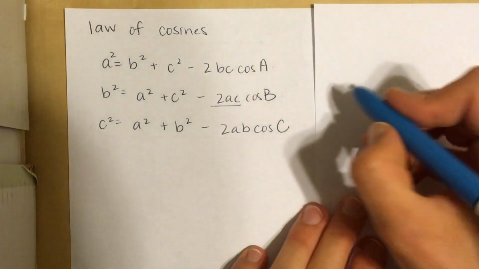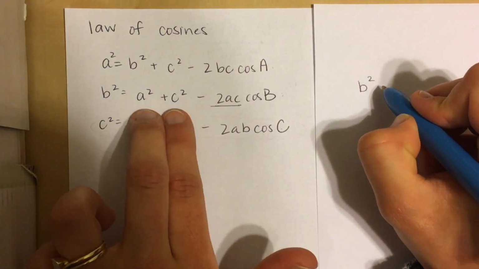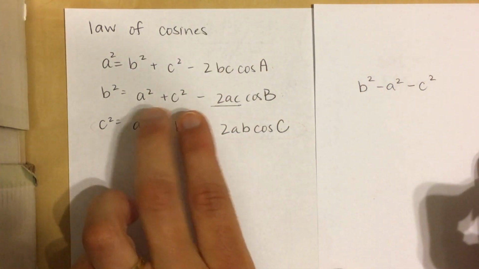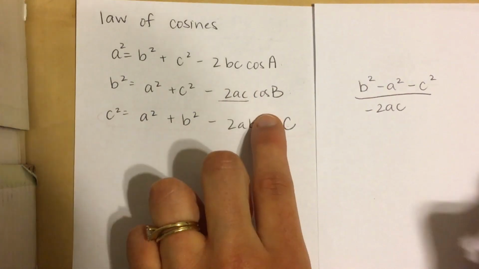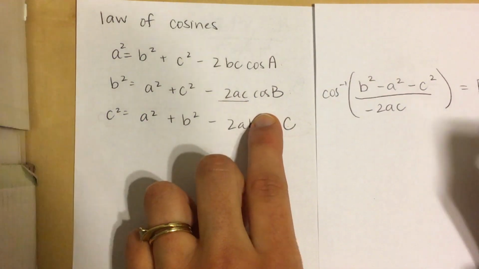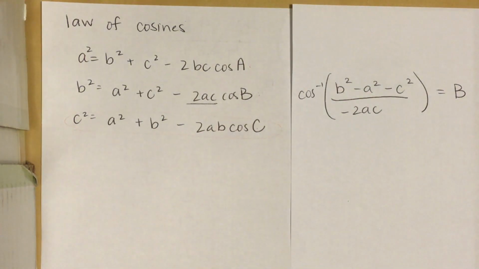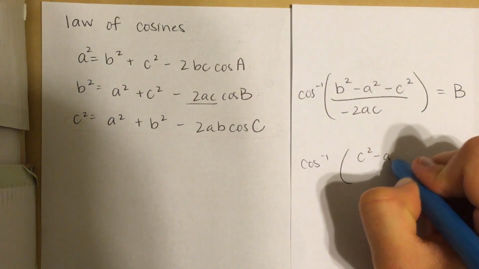I could rewrite this middle one in terms of B. So little b squared, if I subtract my a squared and my c squared, if I divide my negative 2ac, and if I use inverse cosine here, I can rewrite this middle formula in terms of angle B. You could do the same thing for all of these.